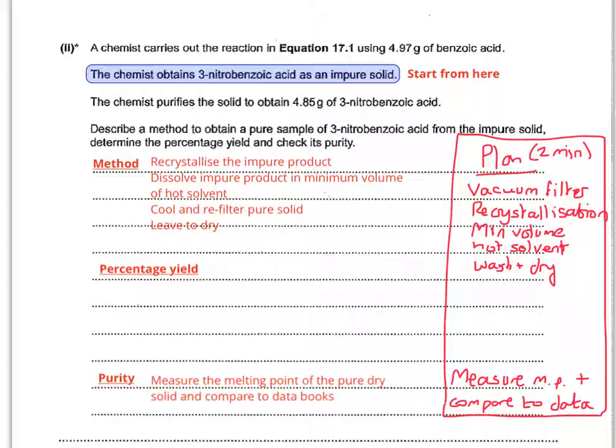So once you've actually got your dry, pure solid, you can measure its melting point and compare this to data books. So that allows you to check the purity. But we haven't done the percentage yield yet.